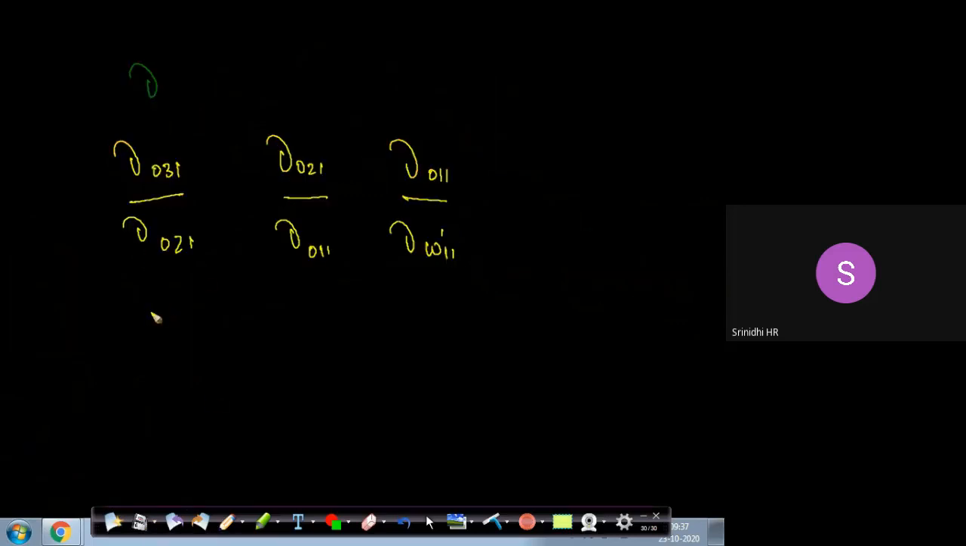Let's imagine that after finding the derivatives, the value I got for this one is 0.2, for this one 0.1, and for this one 0.05. If you multiply all these things, 0.2 is less than 1, 0.1 is less than 1, 0.05 is less than 1. Can anybody let me know quickly what the value is if you multiply all these three things?